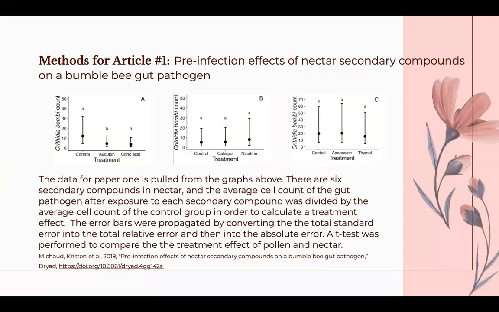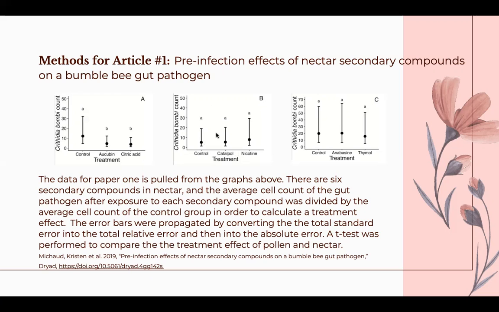So here's the first article that I used. The first one is the pre-infection effects of nectar secondary compounds on a bumblebee gut pathogen. Here we have the 6, so aucubin, citric acid, and so on and so forth. These are all secondary compounds found in nectar. To get the treatment effect, I got the average cell count for each of these after exposure to the treatment, so after exposure to aucubin or whatnot. I divided it by the average cell count of the control group, and I did that 6 times. So I ended up getting 6 different treatment effects, one for each secondary compound.